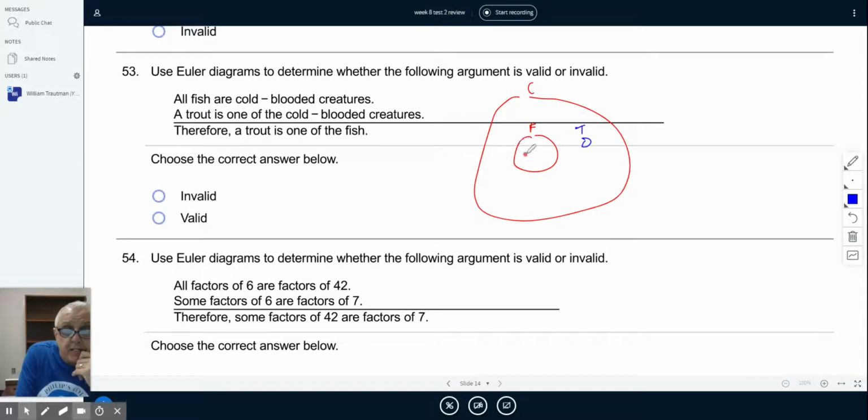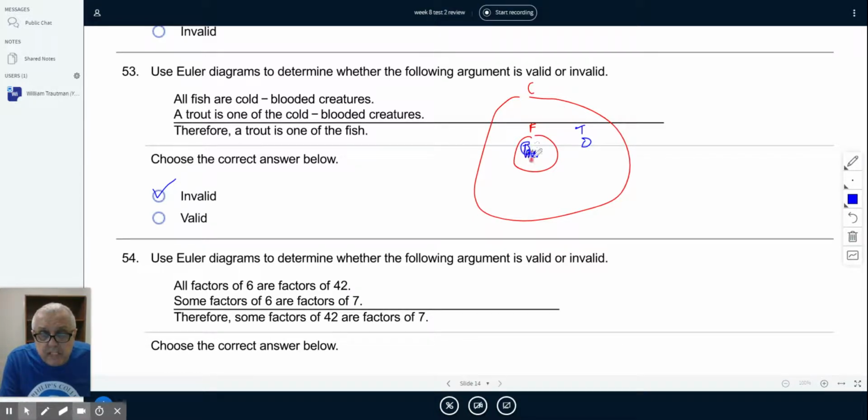So you could have written it here or here because they're cold-blooded. Therefore, a trout is one of the fish. Well, this trout is a fish. However, this trout is not a fish because it's not inside the fish circle. So this statement is invalid. If you can write it where it's invalid, then the whole thing is invalid. I could have written it like this and said it's valid, but if you can write it one time where it's not valid, then the whole thing is invalid.